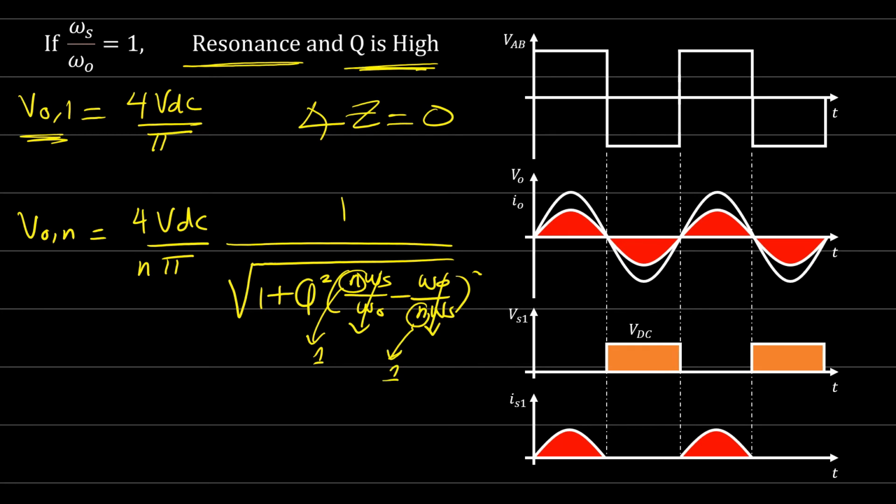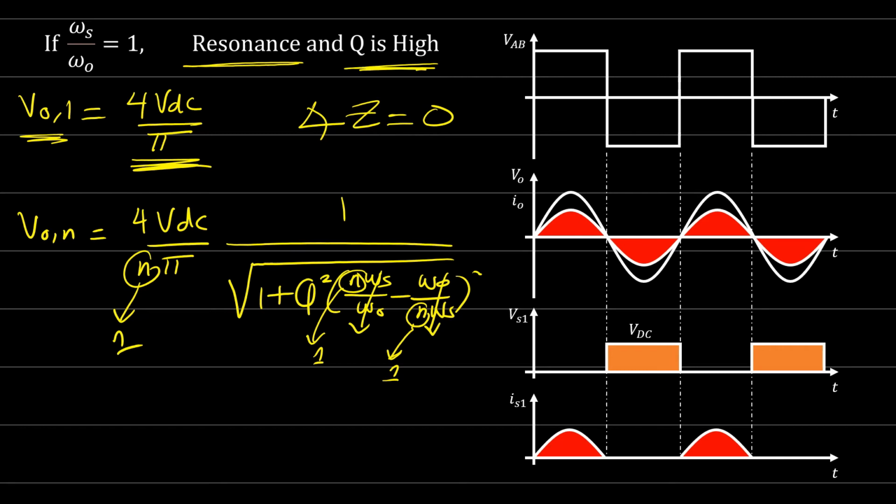0 times Q is 0. 1 over 1 is 1, and this is 1. So here we are left with what? 4 VDC over pi, which is the peak for the first harmonic. Okay, we agreed on this one.